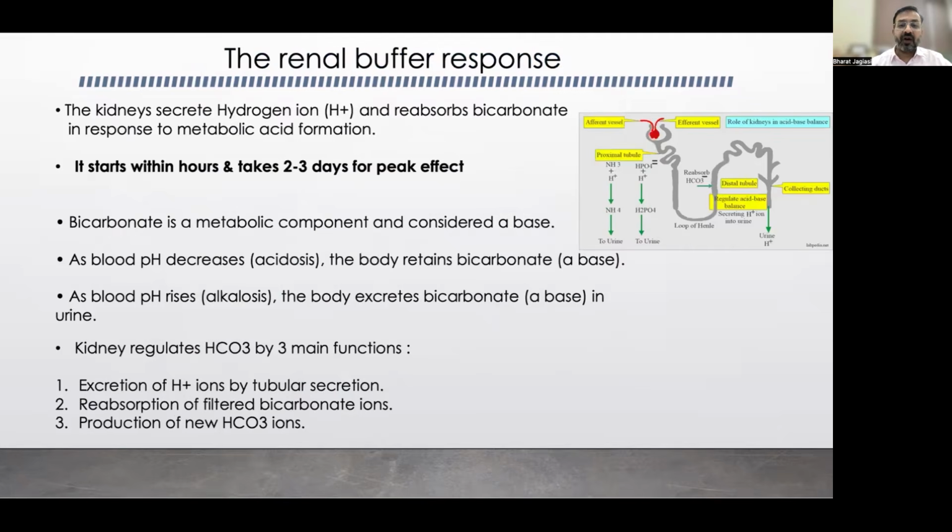So when you talk about the renal buffer, the kidneys always take their time, hours to days, because they are precise. The kidney secretes hydrogen ion and reabsorbs bicarbonate in response to metabolic acid formation. So they retain bicarbonate when acid accumulates and excrete it when alkalosis occurs. This slower mechanism ensures long-term balance, especially when the respiratory system is overwhelmed. How does it do it? It does so by three main functions: excretion of hydrogen ion by tubular secretion, reabsorption of filtered bicarbonate ions, and production of new bicarbonate ions.